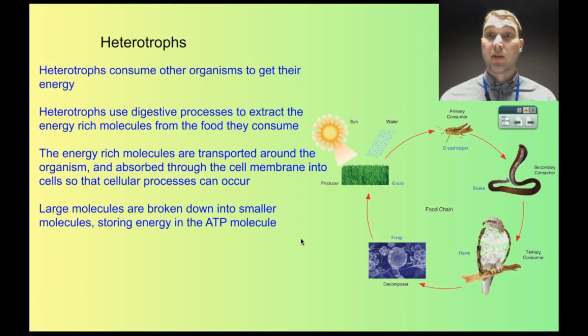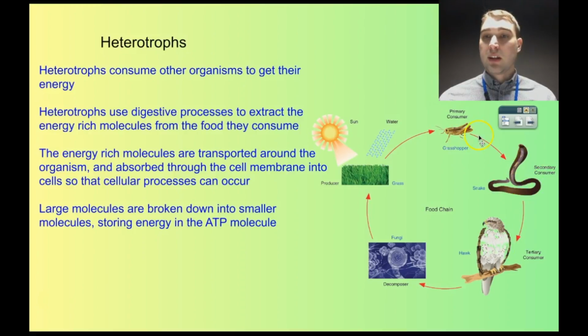So now let's talk about heterotrophs. Heterotrophs have to consume other organisms to get their energy, and they can be very simple, small, single-celled organisms, but we're going to talk about animals. Here we have a food chain. We've got the photoautotroph, which is the grass down here, that is being eaten by the grasshopper. So the grasshopper gets its energy by eating the grass. Then we have the snake that gets its energy from eating the grasshopper, and we've got a hawk that gets its energy from eating the snake.